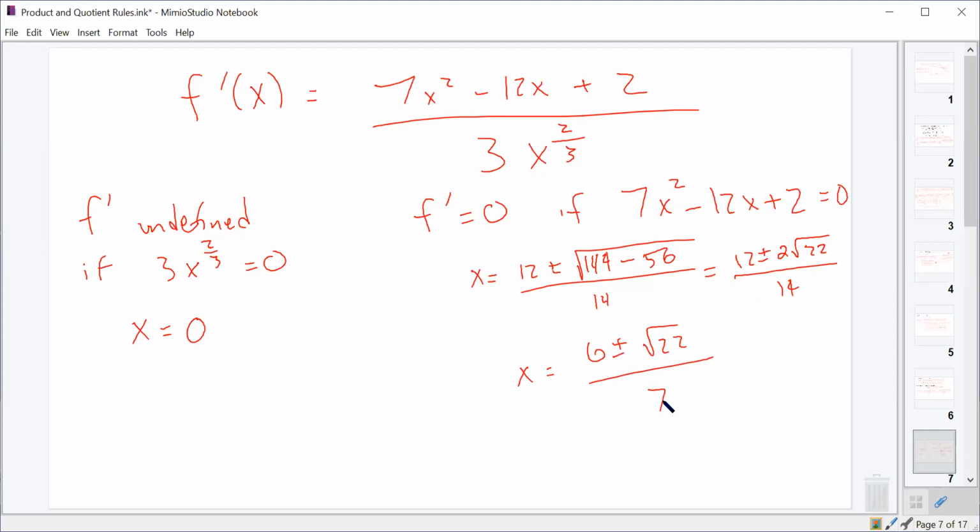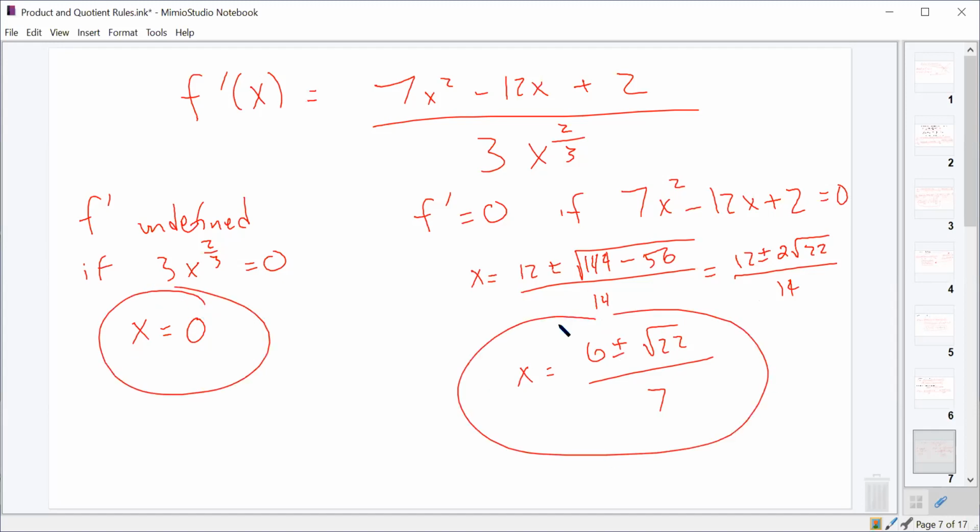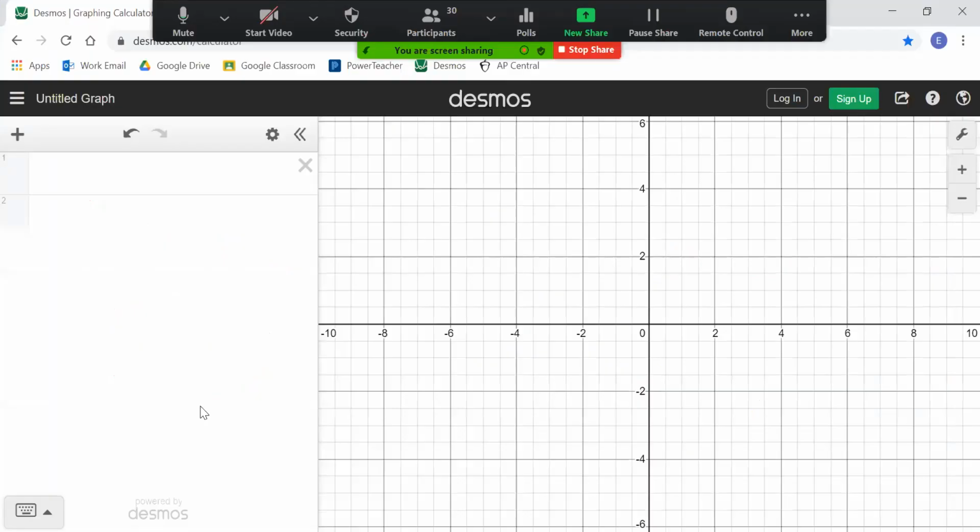So what we've found out here is that when x is 0, our function should have a vertical tangent line. And when x equals those two values, our function should have a horizontal tangent line. And that tells us actually a pretty large amount about what this function is doing and how it behaves during its domain. So let's quickly graph our original function in Desmos.